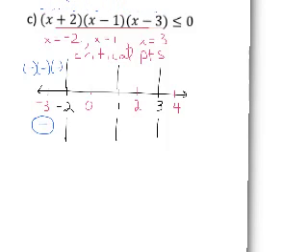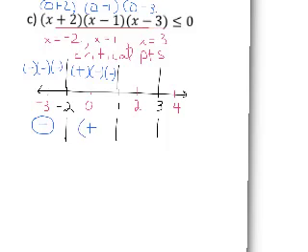Right, now I'll check the next region. So I'll put 0 in. 0 plus 2, that gives me a positive. 0 minus 1 gives me a negative. And 0 minus 3 gives me a negative. So positive times a negative is a positive.